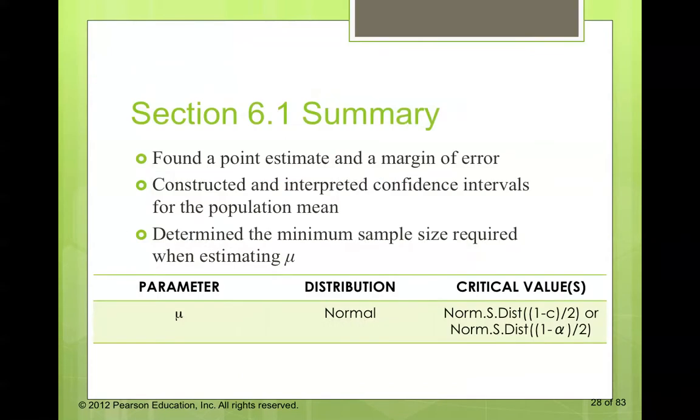All right, that is section 6.1 summary. We found a point estimate, which was our mean. We found a margin of error using the formula, constructed and interpreted the confidence intervals, and determined the minimum sample size required when estimating mu. So here's just a little summary here. The parameter was mu. The description was a normal, standard normal, in fact, and it was norm.s.inv of 1 minus c divided by 2, or you could use norm.s.inv of 1 minus alpha divided by 2.